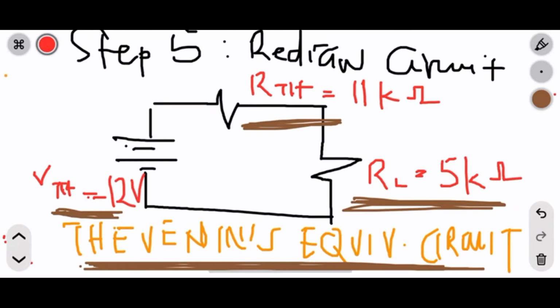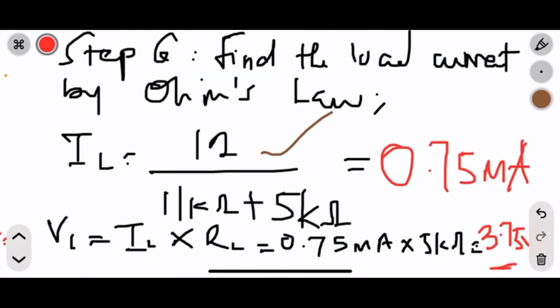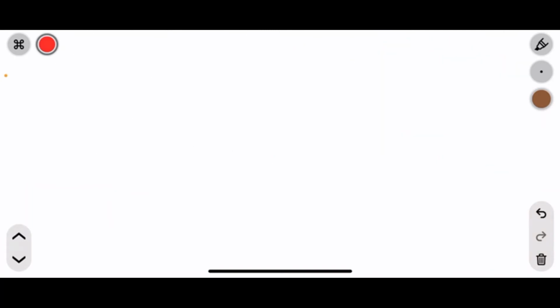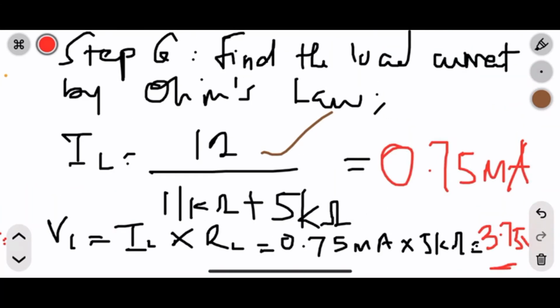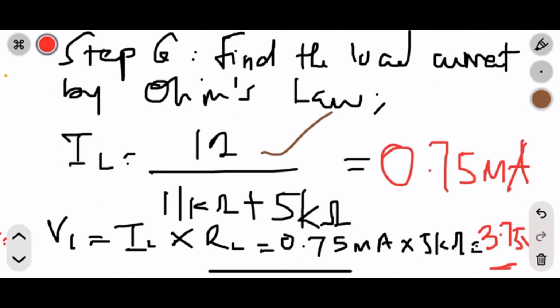So our VTH is what? 12. So that's here. Then our total resistance, because RTH is in series with RL, we add them up. So when we add them up, we get the effective resistance for the Thevenin's equivalent circuit. Then after that, we divide. What do we get? 0.75 milliamps. So that is the current flowing through the load.